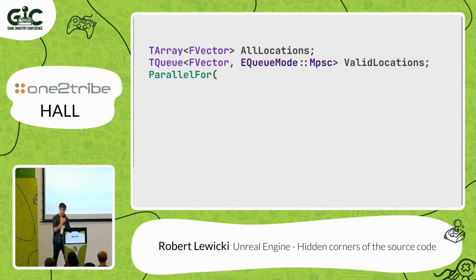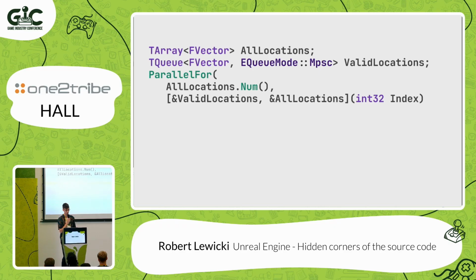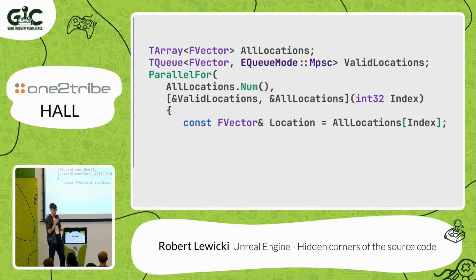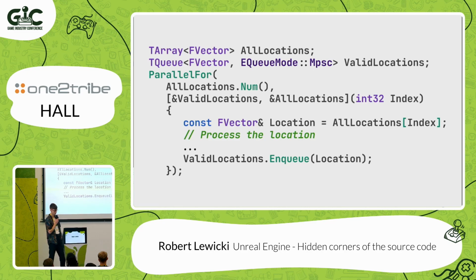And then instead of the for loop, we use the parallel for, which takes two parameters. First one is how many times we want to execute this loop, which is for all locations, so just the number of elements in the allocations array. And then it takes a lambda, which will be executed for each and every element of the array. So we capture by reference the queue and the array, and as a parameter to the function, we get an index. And then inside is the same. We just get the location, we do the processing, and we enqueue it.